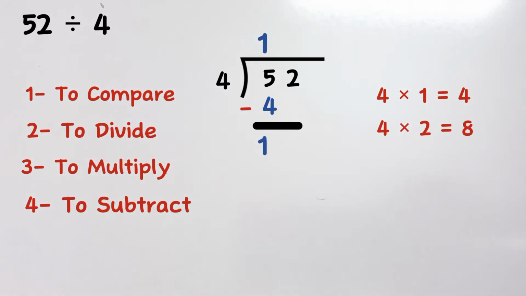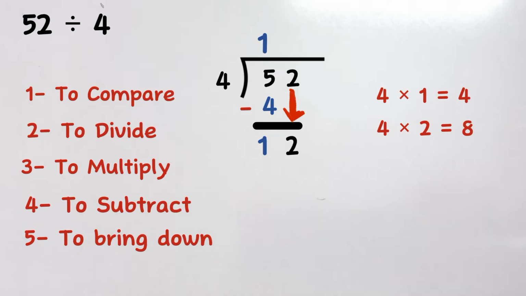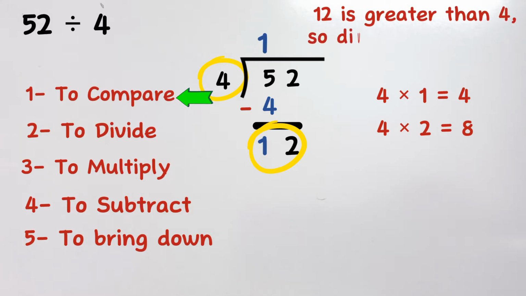Now, in the next step, we bring down the right digit of the dividend, which is 2. So, we write 2 with 1 and we have 12. Now, we repeat the steps and we compare 12 with 4. 12 is greater than 4, so we can divide it by 4.